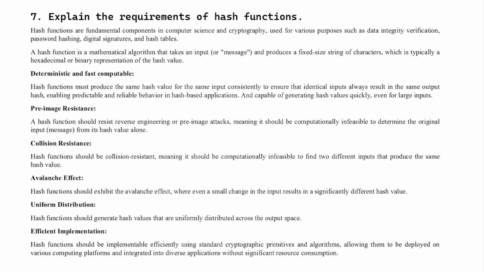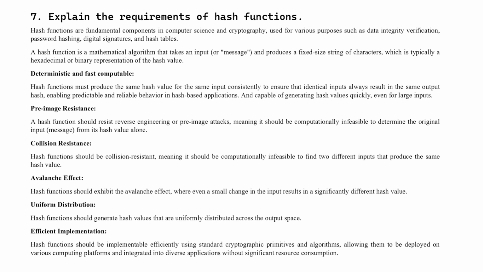Deterministic and fast computable. Hash functions must produce the same hash value for the same input consistently to ensure that identical inputs always result in the same output hash, enabling predictable and reliable behavior in hash-based applications. And capable of generating hash values quickly, even for large inputs. Pre-image resistance. A hash function should resist reverse engineering or pre-image attacks, meaning it should be computationally infeasible to determine the original input, message, from its hash value alone.